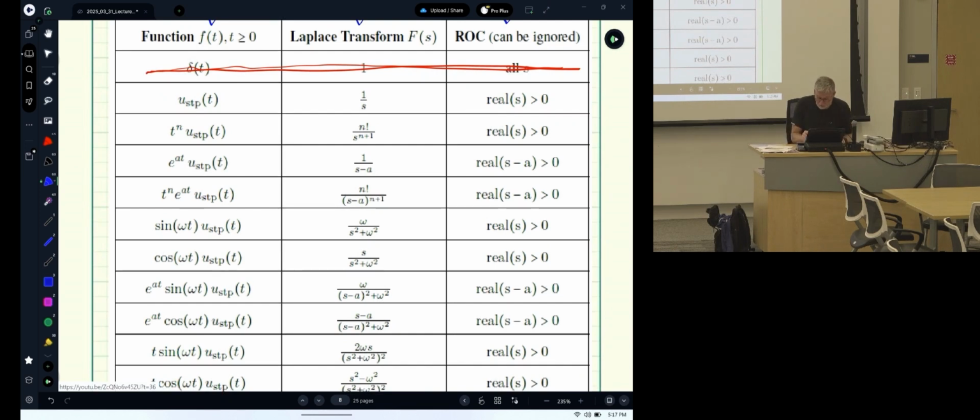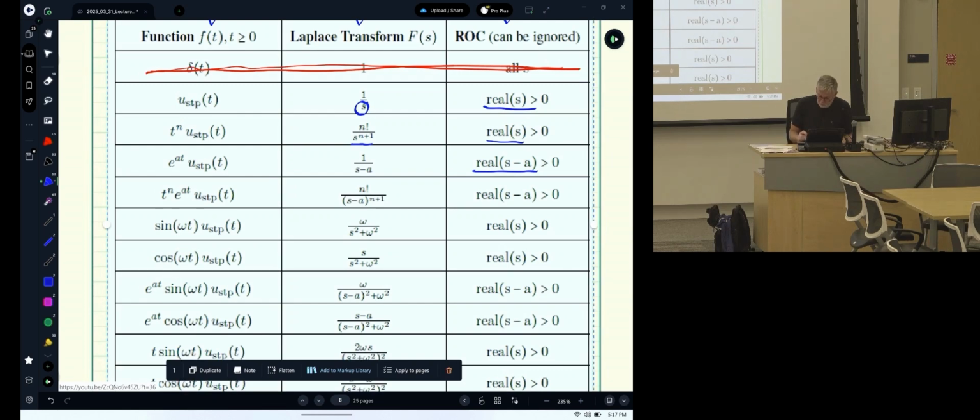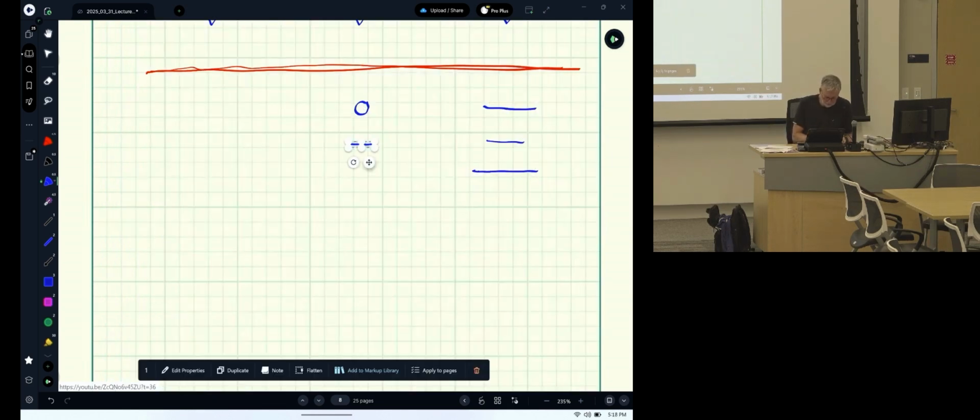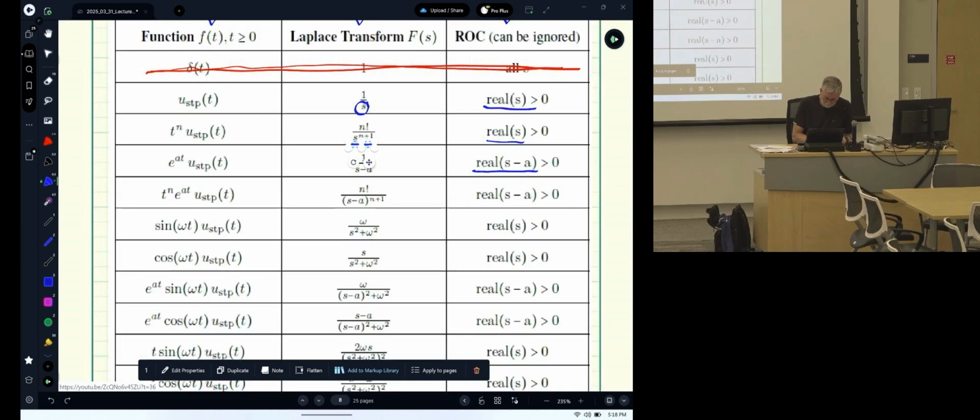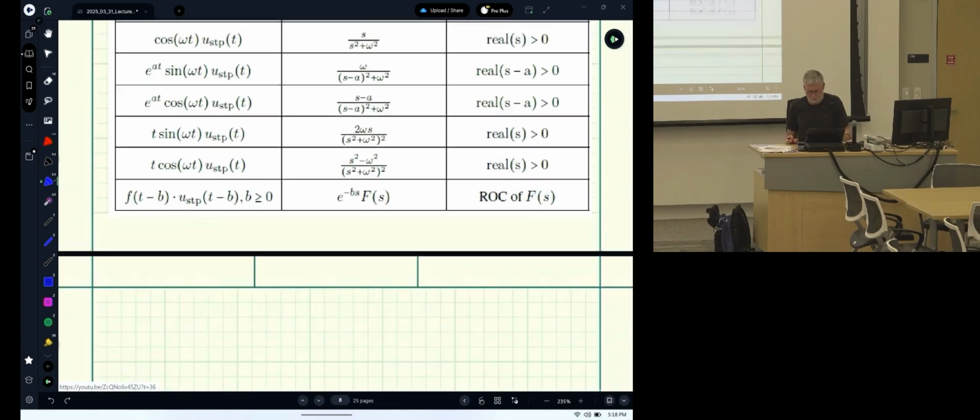But once we've done a few, we'll be able to look at this and go, yeah, that's it. And because this is s to the n plus 1, it's still just that. Whatever s is in the denominator, the real part of that has to be positive. So all of that's a mystery right now, but it'll work for us in a little while. I'll clean those up later.